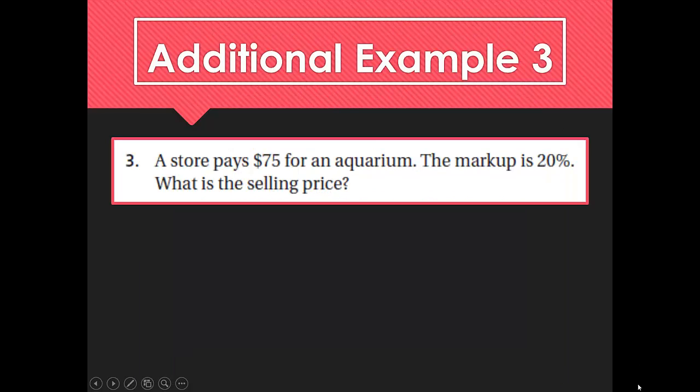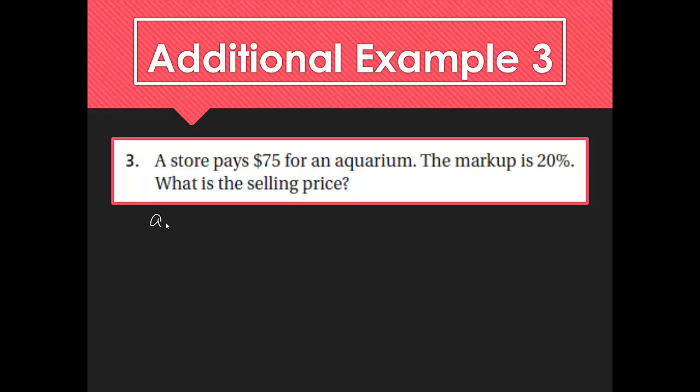Now we have an additional example. You can pause the video and try it on your own, or you may follow along. A store pays $75 for an aquarium. The markup is 20%. What is the selling price? So first we can use our equation. We'll do both methods again.